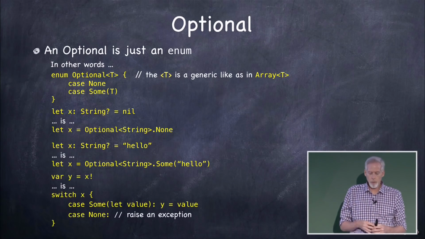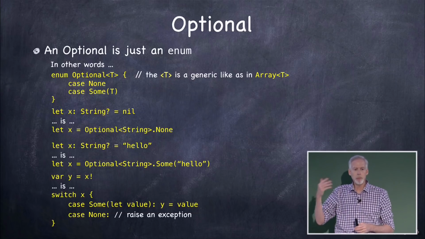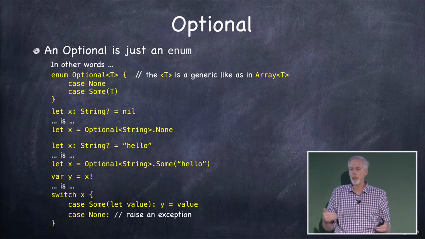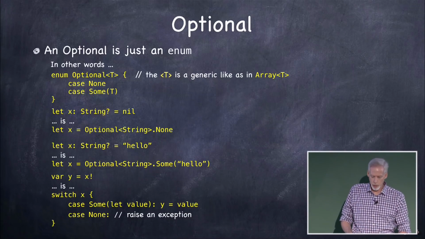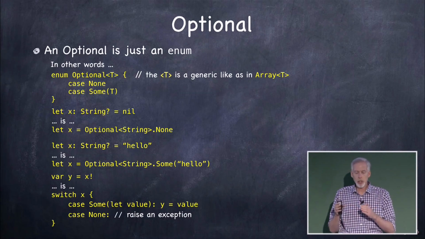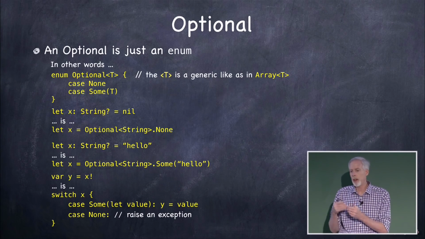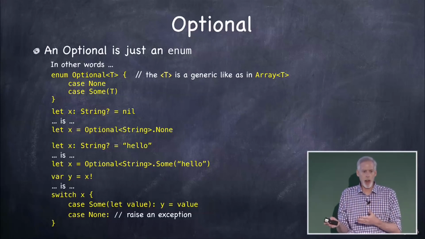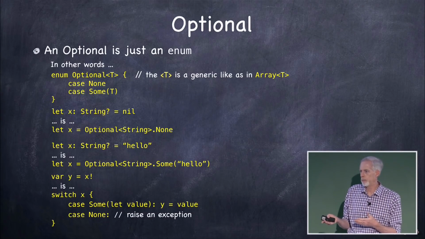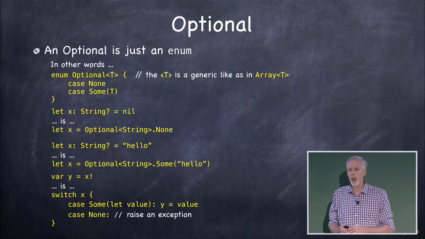And similarly, if I unwrap, if I said var y equals x!, that just means switch x, because we know that the way we unwrap optionals and get their associated value is with switch. So I'm going to switch on x. And in the case of some, I'm going to do that let value thing, so I can grab the associated value, and then I'm just going to set y equal to that value. In the case none, I'm going to crash. I'm going to raise an exception, okay, because that's what unwrapping an optional that's not set is supposed to do. It's supposed to crash. Okay?